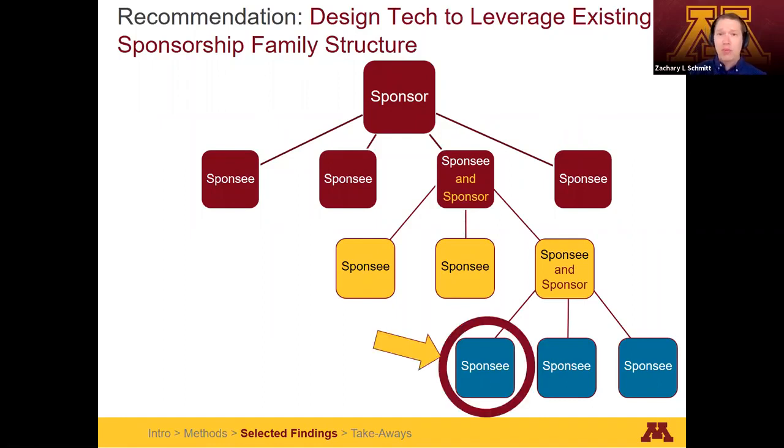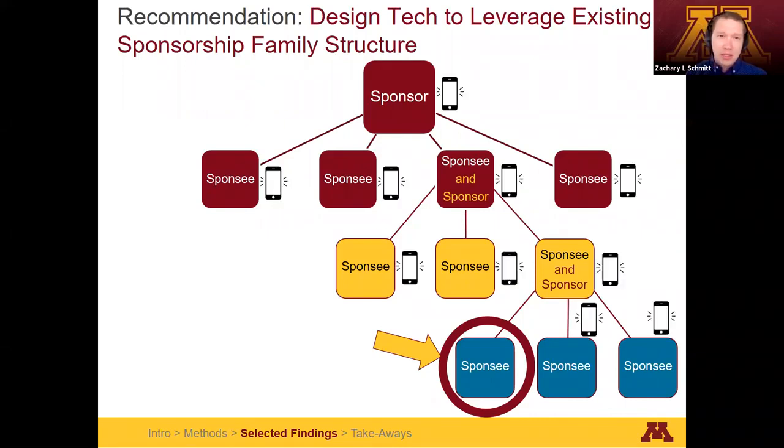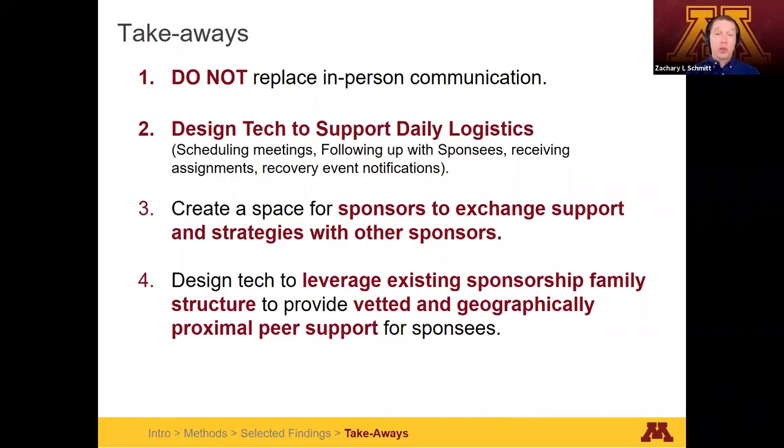For instance, when a member of the sponsorship family is planning to attend a recovery event or meeting, tech design could ensure that an alert or invite be sent to the entire extended sponsorship family, thus providing sponsees additional opportunities to meet peers in recovery. This communication network would also be valuable when urgent and time-sensitive support is needed. Therefore, in addition to our previous takeaways, we recommend that tech design leverages the existing sponsorship family structure to provide vetted and geographically proximal peer support for sponsees.